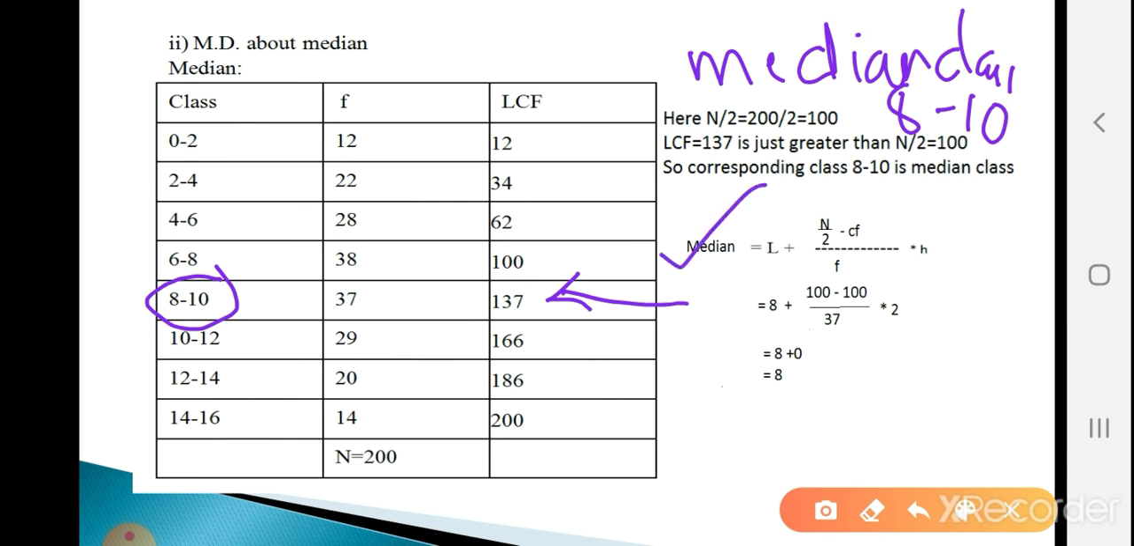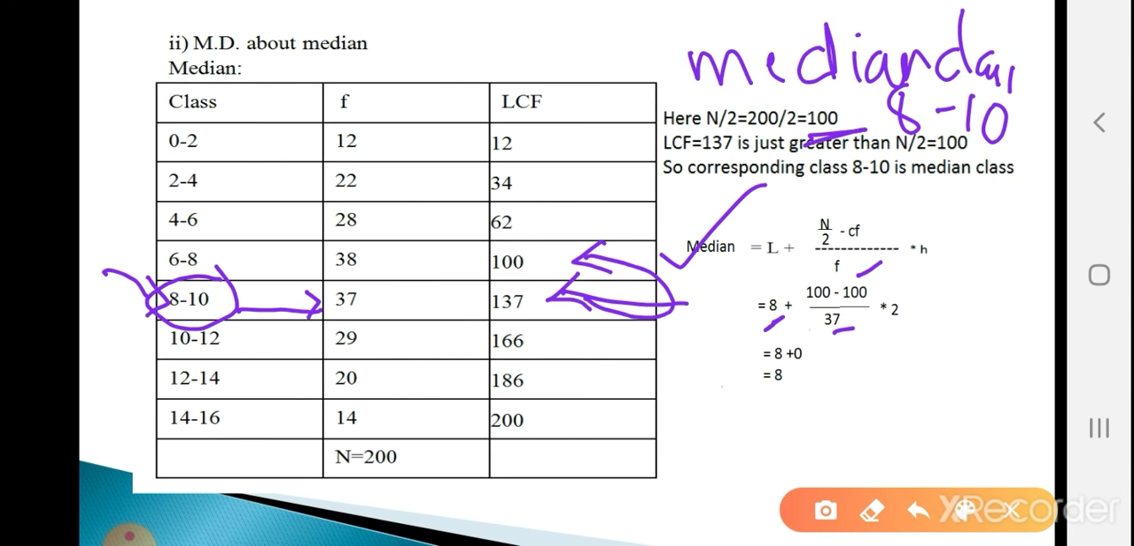What is the formula for calculating the median for continuous data? Formula is median is equal to L plus N divided by 2 minus CF upon F into H, where L is the lower limit of median class. The lower limit of that median class is 8. So L value is 8 plus N divided by 2, that is 100. So 100 minus CF. CF is the LCF value before median class. Here the LCF value before median class is 100. So CF value is 100 divided by F, the frequency of median class, which is 37.